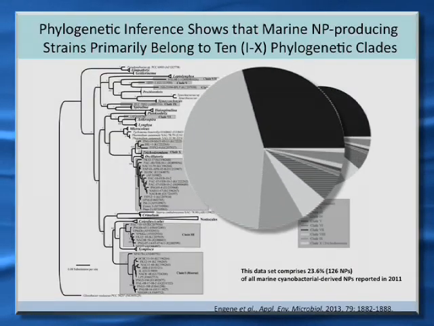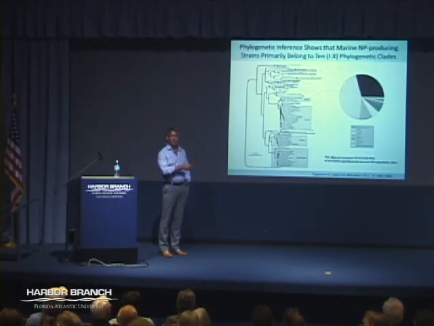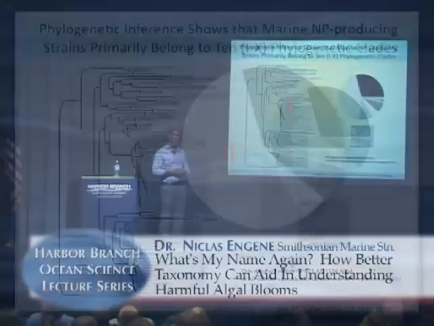And this pie chart here shows the distribution of natural products in different clades. So what we found here is that certain clades, certain genetic groups, are much more overrepresented in production of natural products. So for example, these two clades, clade one and clade two, represent a big portion of natural products.